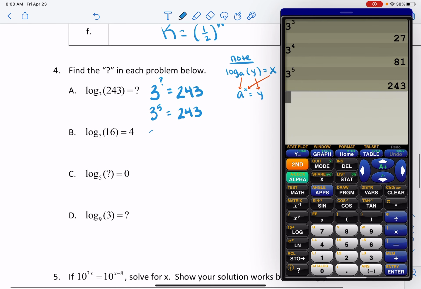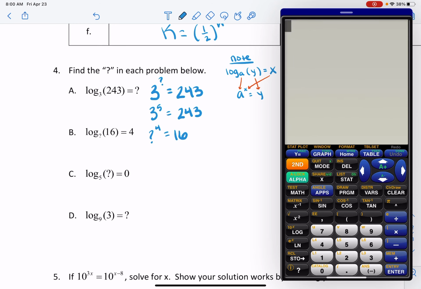Here this says what number to the fourth power equals 16. So I mean, you can try things out, right? I mean, you could do 4 to the fourth power. Okay, well, that's way too big. What about 3 to the fourth power? That's too big. How about 2 to the fourth power? Oh, that's 16. So 2 to the fourth power is equal to 16.